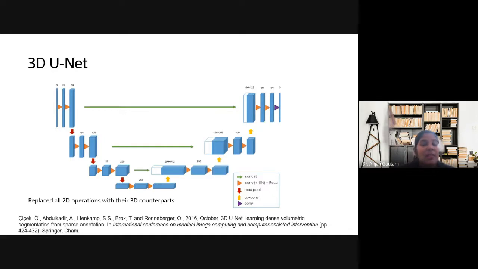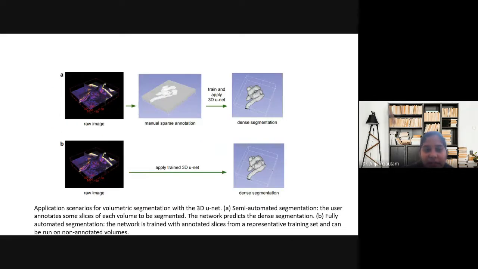So for that, the same author, along with their colleagues, designed the 3D U-Net. In this architecture they replaced all 2D operations with 3D counterparts. The same thing is there, just replaced with 3D counterparts. Here in this figure you can see two different parts, part A and part B. First is your raw image.